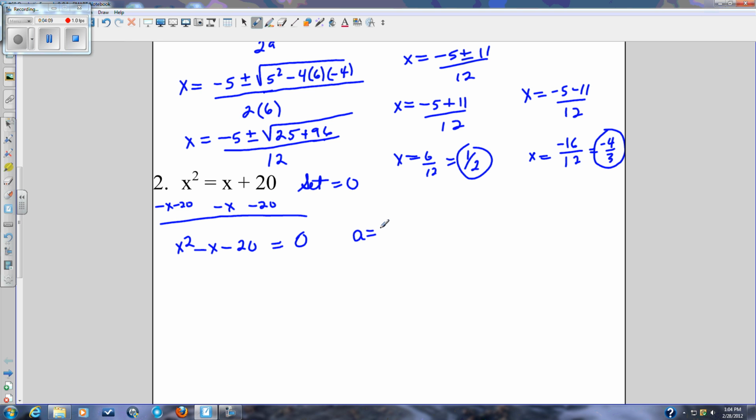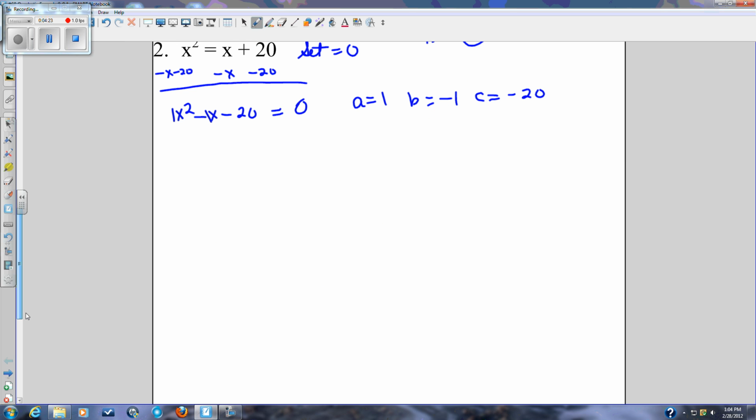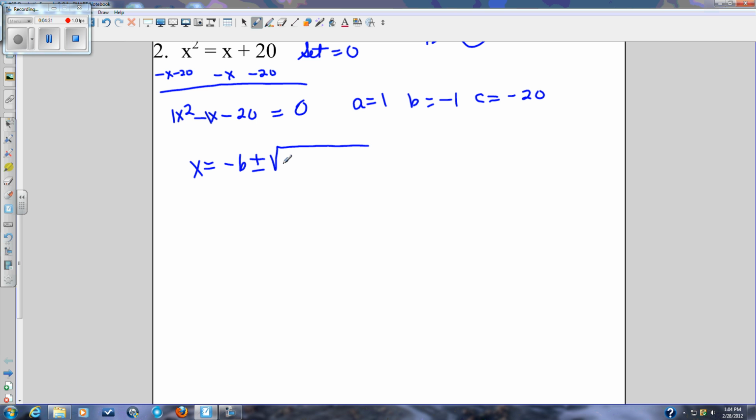A is 1, because that's the number in front of your x squared. B in this case would be negative 1, if you plug those in. And c is negative 20. So now let's just plug those numbers into our quadratic formula, which is x equals negative b plus or minus the square root of b squared minus 4ac all over 2a.